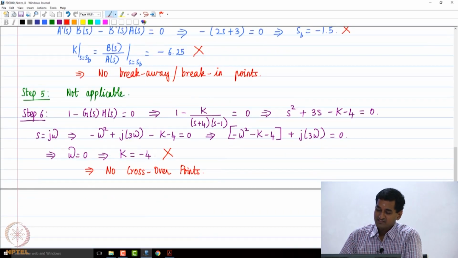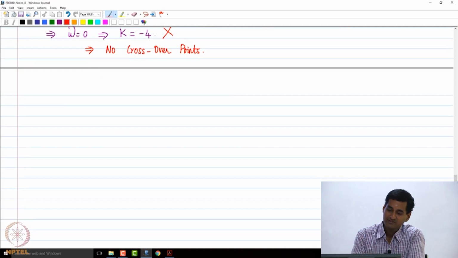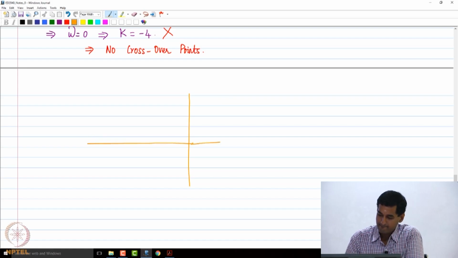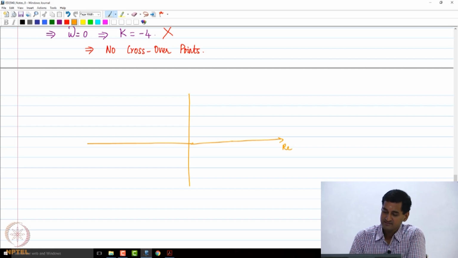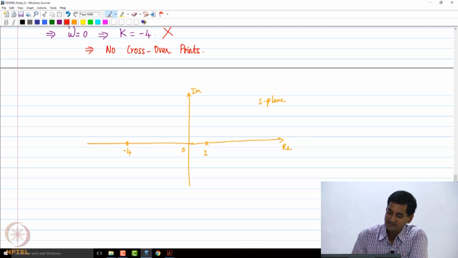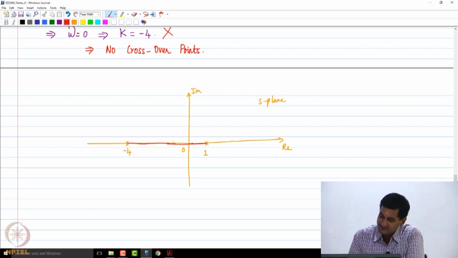So, if we sketch the root locus now, what do we see? Let us say this is the real axis, imaginary axis, the S plane, 0, and the open loop poles were at -4 and +1. Let us say I use red color to construct the root locus with negative feedback. If you recall what happened with negative feedback, the root locus was something like this.